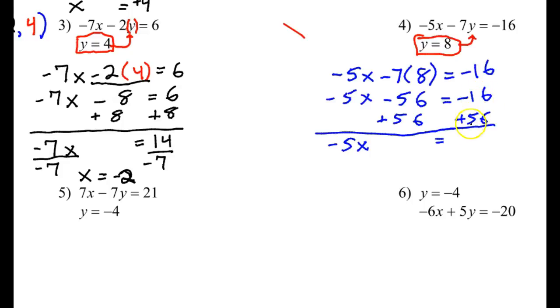It's the same thing, right? So the order doesn't matter when you're adding and subtracting. Maybe that makes it easier for you. So we get x equals -8. So don't forget to write your answer, -8, comma, 8. Okay.